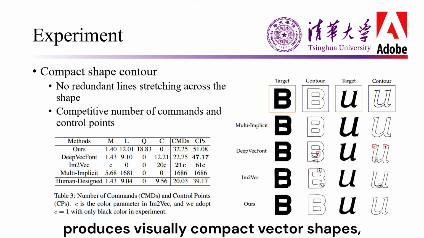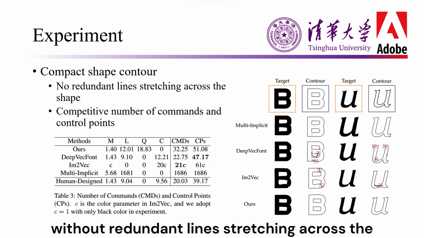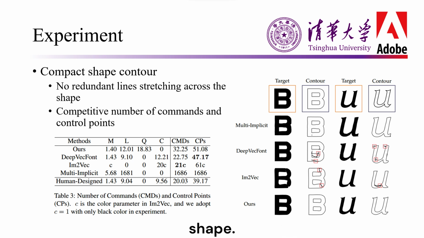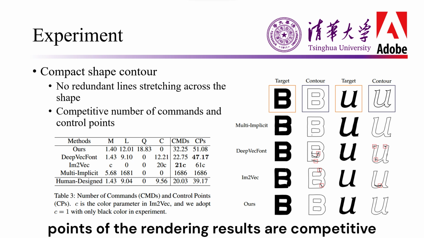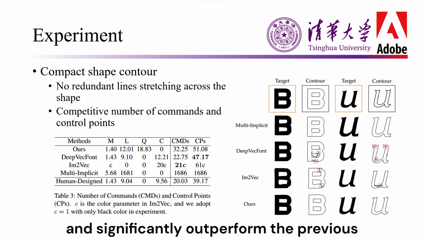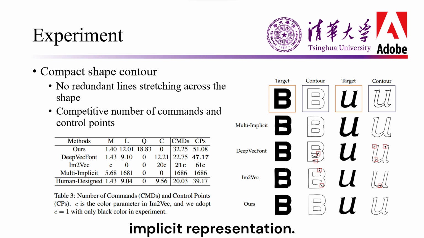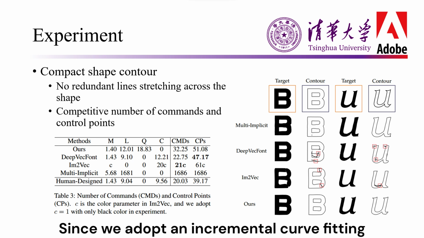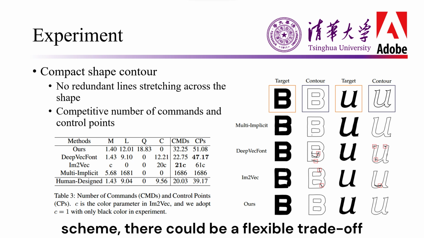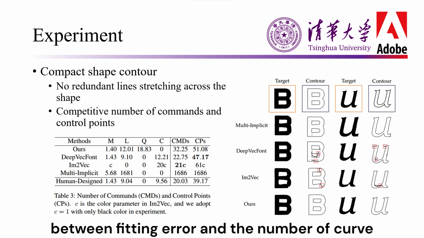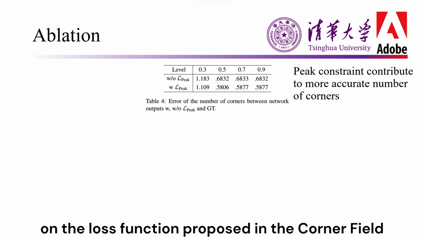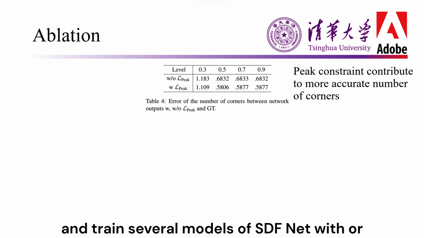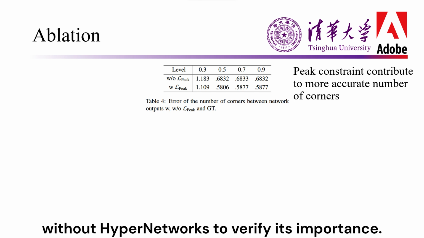Furthermore, the vectorization method produces visually compact vector shapes, without redundant lines stretching across the shape. Also, the number of commands and control points of the rendering results are competitive compared with the vector-based methods, and significantly outperform the previous implicit representation. Since we adopt an incremental curve fitting scheme, there can be a flexible trade-off between fitting error and the number of curve primitives. In the ablation study, we conduct experiments on the loss function proposed in the corner field and train several models of SDF net with or without hypernetworks to verify its importance.